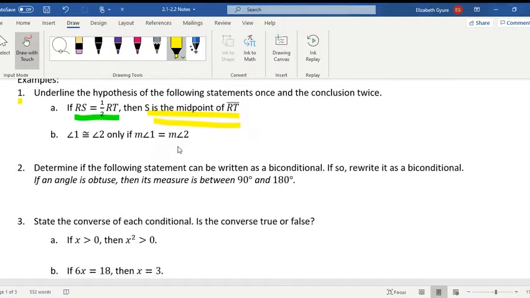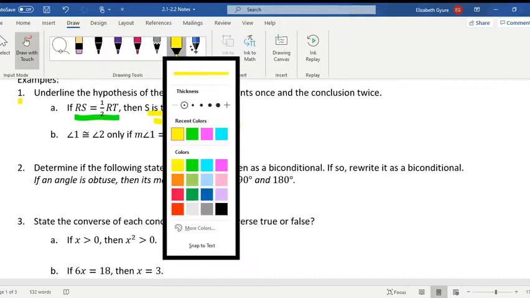This one is phrased slightly differently. Angle 1 is congruent to angle 2 only if the measure of angle 1 equals the measure of angle 2. So here you see slightly different phrasing, but it could be written another way. If angle 1 is congruent to angle 2, then the measure of angle 1 equals the measure of angle 2, right? Either is fine. In this situation, the hypothesis comes first, conclusion still comes second.